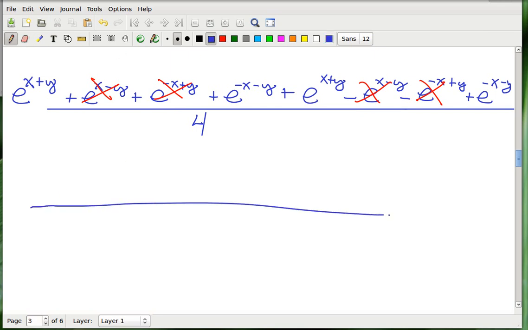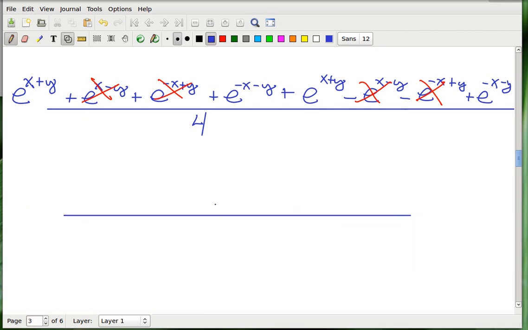Let me write another big fraction. It won't need to be quite so big this time. I've got two of these, right? Here's one and here's one, so I'm going to write 2 times e to the x plus y. And I've got 2 of these other guys too, e to the minus x minus y, e to the minus x minus y. So plus 2 of those, e to the minus x minus y, and this is all over 4.